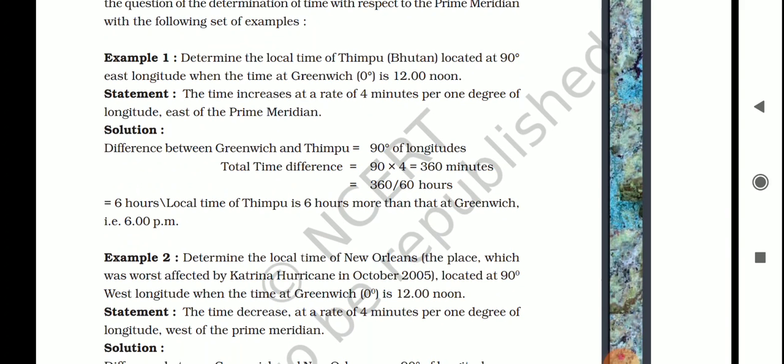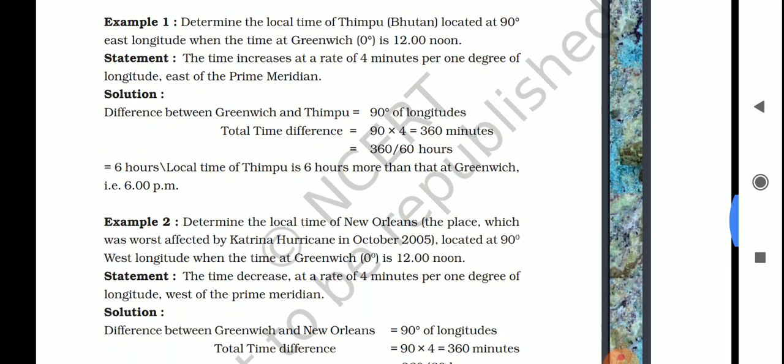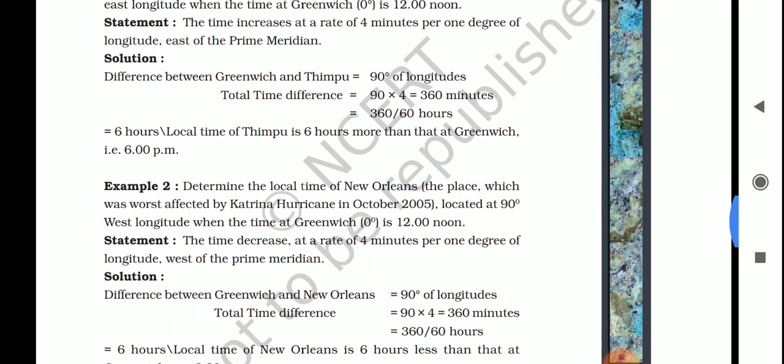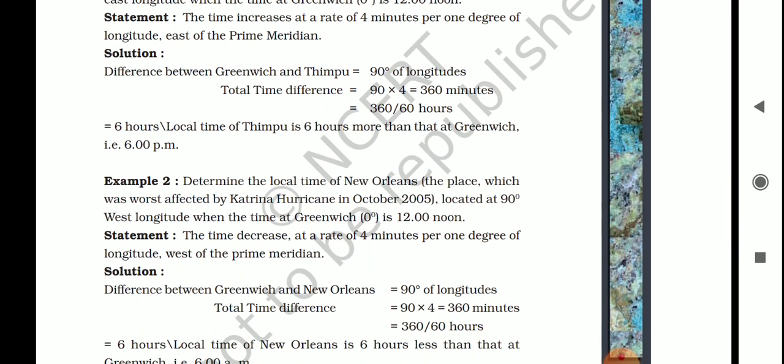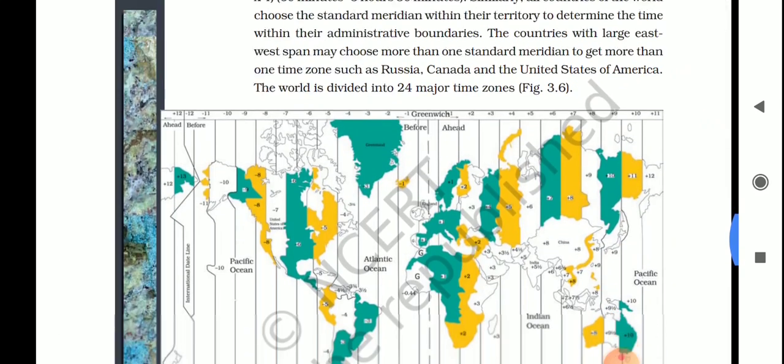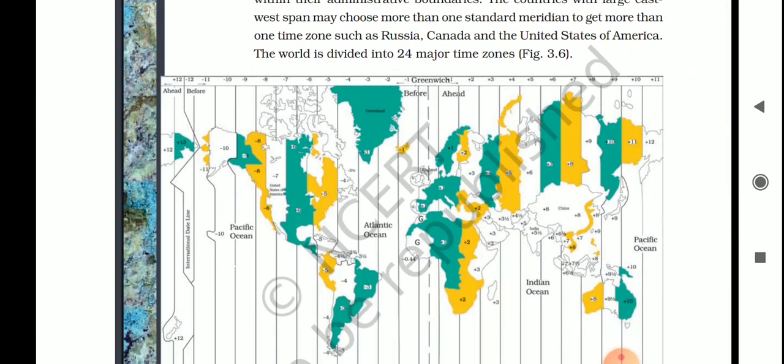In order to maintain uniformity in time as far as possible within the territorial limits of the country, the local time of the central meridian of that country is taken as the standard meridian, and its local time is taken as the standard time for the whole country, right? So if I show you this map, here you can see, students, as per the country we calculate the time, we observe the time.